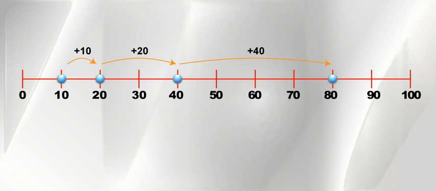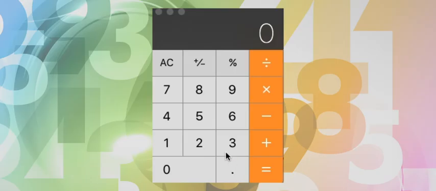You can also generate a doubling number pattern on a calculator. Here's how to generate a doubling pattern starting at 3. Input 3 on the calculator, then press the plus sign and 3, then press the equal sign.